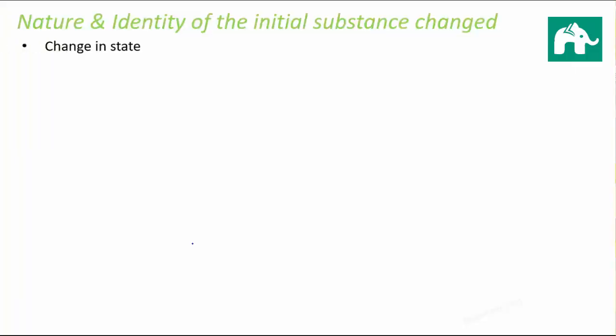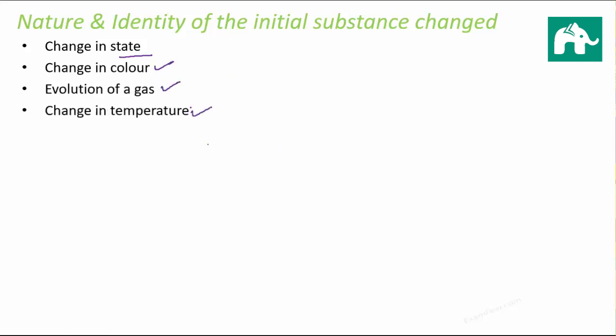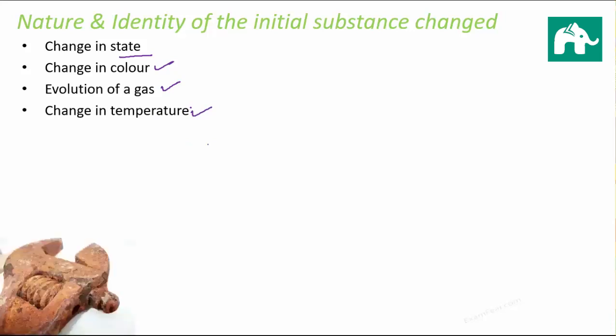We could either notice a change in state, or we could notice a change in color, or evolution of a gas, or a change in temperature. So one of these changes are noticed during the course of a chemical reaction. So let us look at few examples.